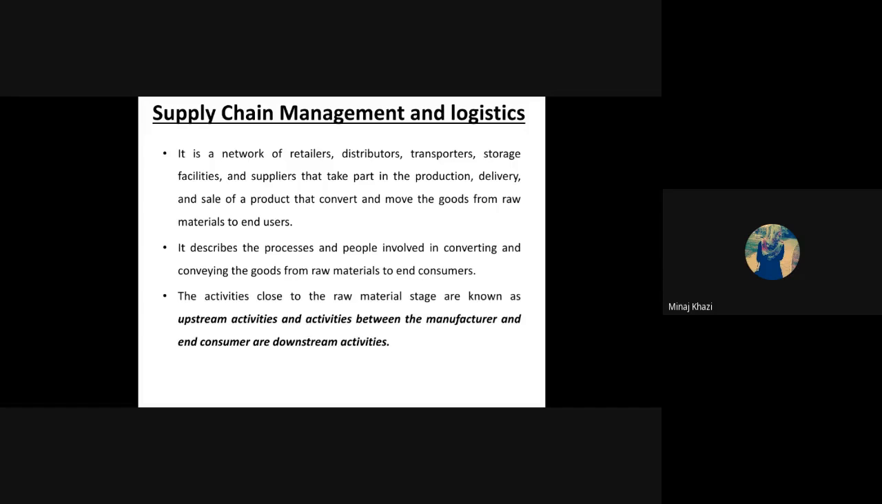The second one distributes the processes and people involved in converting and conveying the goods from the raw materials to the end users in total. We have certain activities close to the raw material stage, and from there it reaches the end customers after refining the raw materials into finished goods. These stages are known as upstream activities, and the activities between the manufacturer and the end customers we can say are downstream.